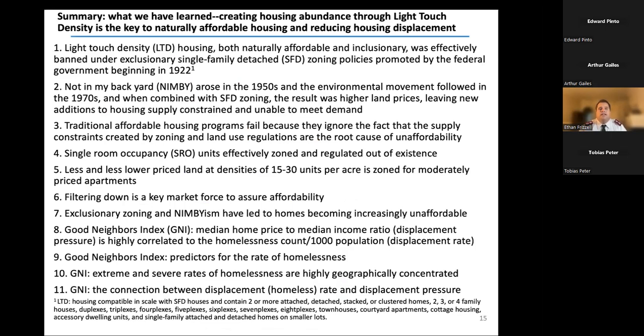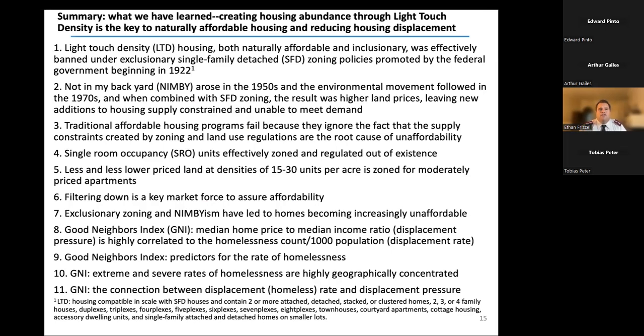One, we realized that light touch density housing, both naturally affordable and inclusionary, was banned through single-family detached zoning policies beginning in 1922. We recognize that NIMBY arose in the 1950s and just grew through the 70s. And even now, just down the street, I'm in Southwest Florida, those who were concerned about housing actually stopped a project last week where the rents would have been $2,300 a month per unit, for they found that it might bring people who are undesirable to their community.